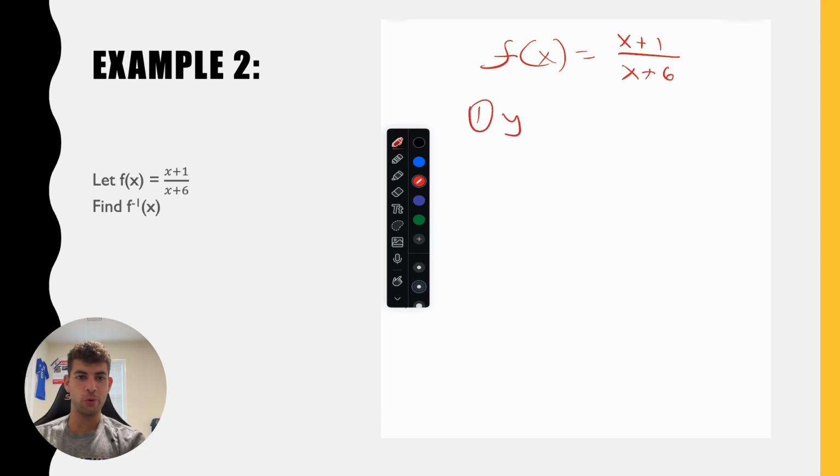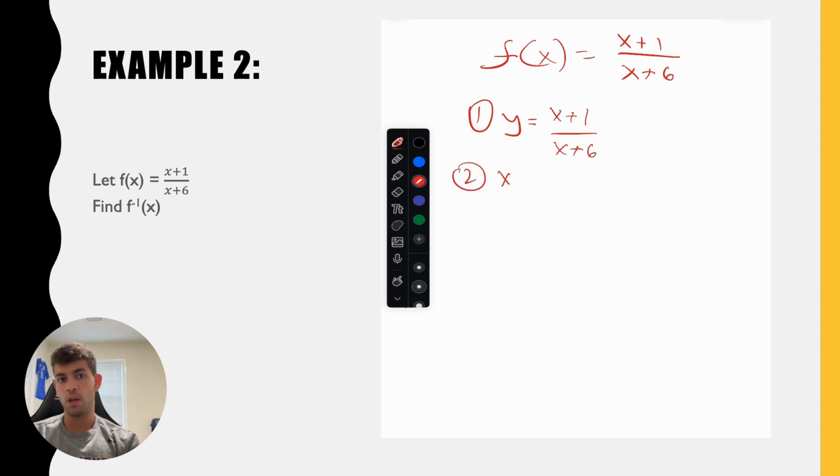Let's take it a step forward. Same thing as before. Our first stage is to replace f(x) with y. Second stage is to swap x and y: x equals (y plus 1) divided by (y plus 6). Third is to solve for y.